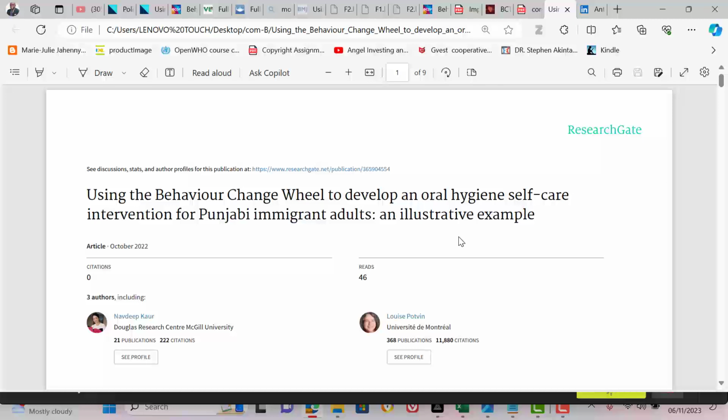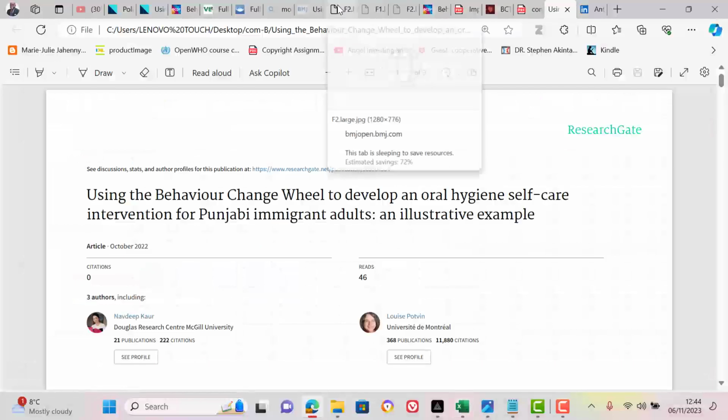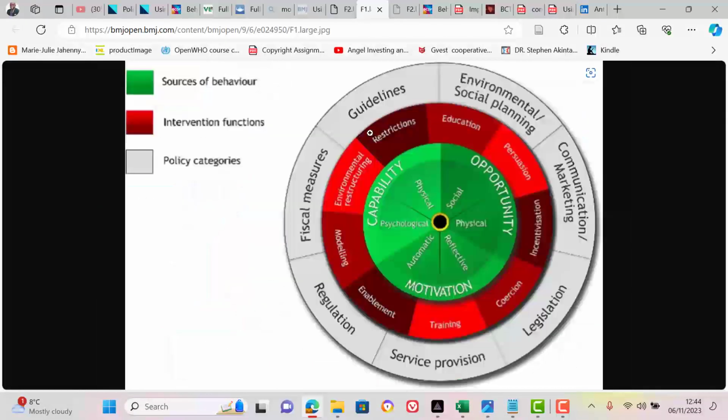So let's get started with what I have here. So the behavior change wheel. This is at the crux of today's discussion. This is the behavior change wheel developed by Michie et al. Now at the center of this wheel, these are the things that can influence our behavior: the capabilities, the opportunity, and the motivation. So we call it the COM. Okay, COM means capability, opportunity, and motivation. And then the B means behavior.